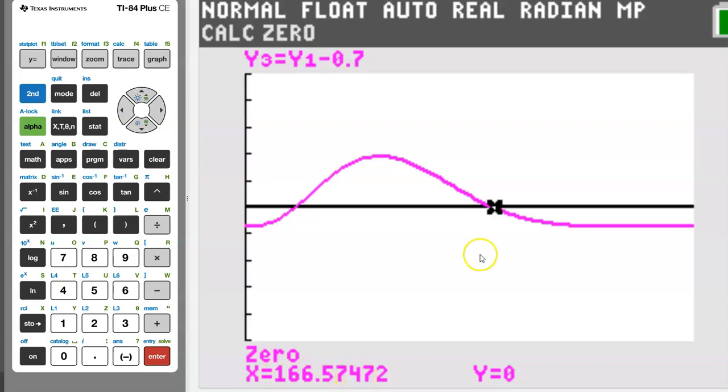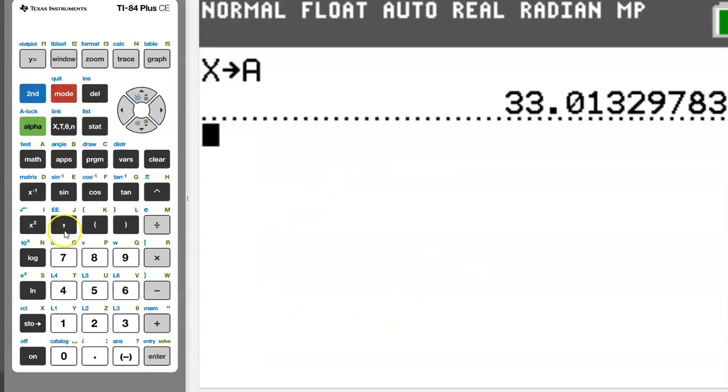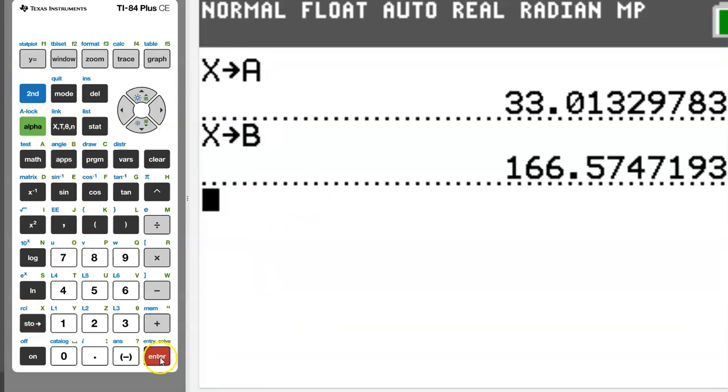166.575. Again, I would like to store this, so I'm going to quit my way out of here, and I will pick X, store, and I'm going to choose letter B this time. So there we go, 166.575.